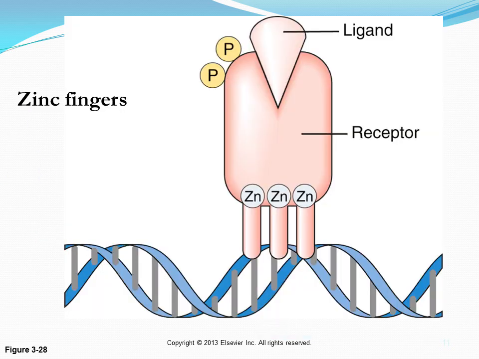Here we can see the zinc fingers in diagrammatic form, and basically, once the ligand binds and the chaperone proteins leave, there are these zinc ions that are attached to a series of amino acids that form these finger-like projections. And once those are exposed, they're able to bind to the binding sites, specifically the area in the hormone response element of the DNA, and then that binding allows for the transcription to occur.